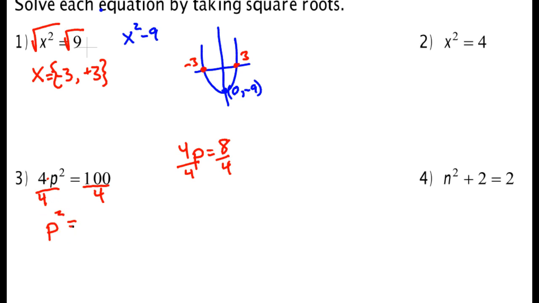So now we have p squared equals 100 divided by 4, which is 25. And now you can take the square root of both sides. So p equals negative 5 and 5.